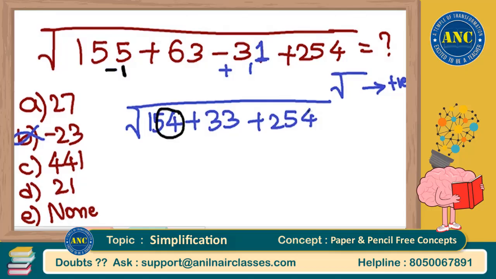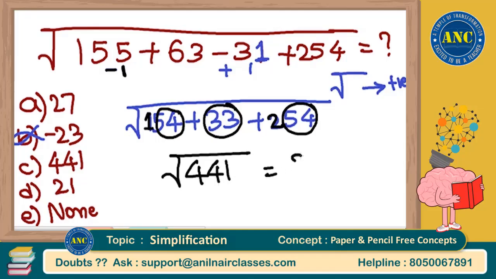Because 54 and 54 is 108, it is easier for me to add. 108 plus 200 is 308, plus 100 is 408, plus 33 is 441. Square root of 441 is 21. So easy simplification, sir. So easily and so fast you can simplify.